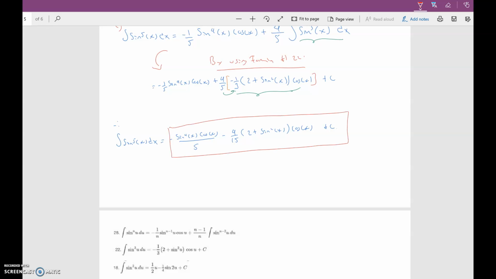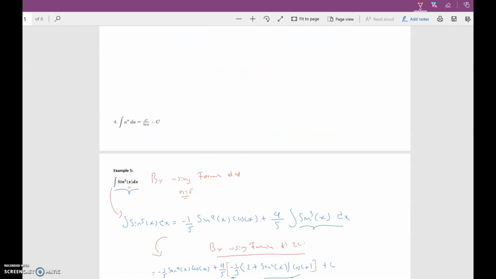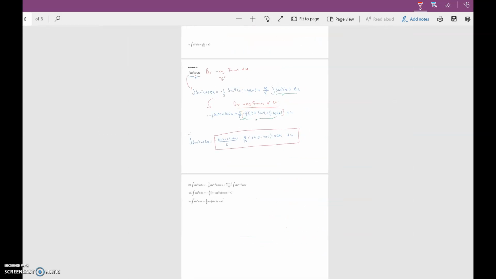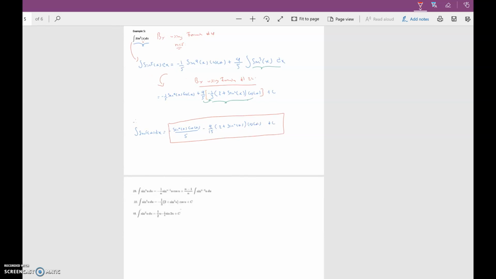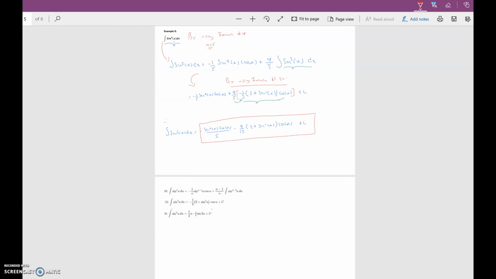That would be our final answer for this particular one. And all of these higher powers of sines and cosines technically are going to require the one with the n, then the third and the second, which ends up actually showing up on all the problems.